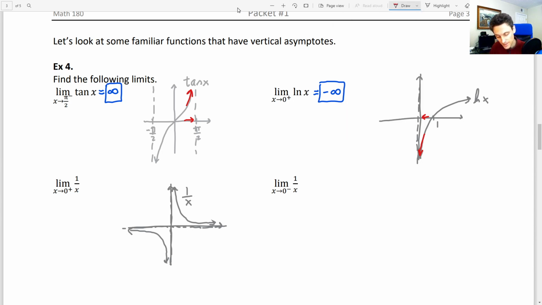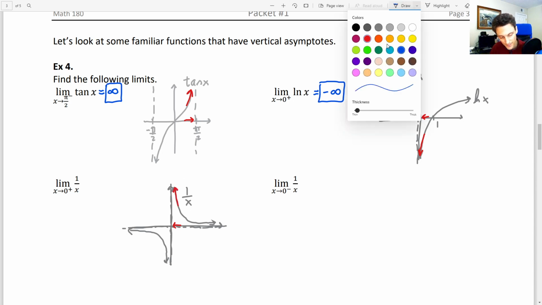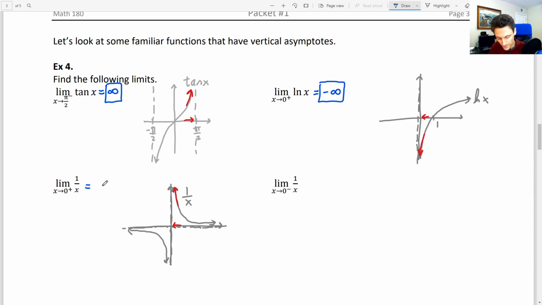And now we can use this graph to help analyze what's going on to the y values of 1 over x as the x values approach 0 from the right. So here's approaching 0 from the right. And the y values, if we go up to our graph, are going to be shooting up to positive infinity as x approaches 0 from the right.